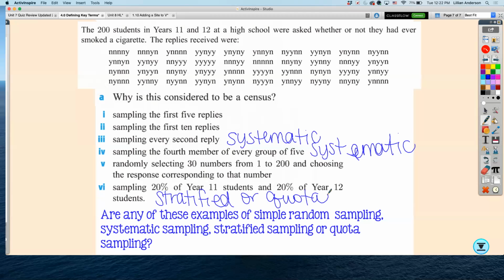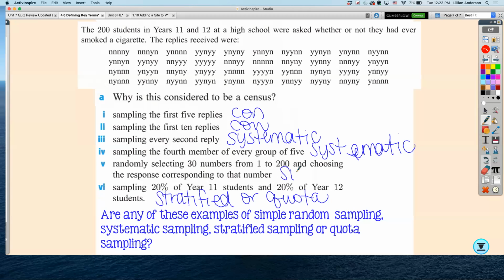The first one would actually be convenience because you're just selecting the first 5 replies. What about the second one? Wouldn't it, because it's the first 10? And so the first 2 would both be convenience. All right, so online, what would 5 be? Randomly selecting 30 numbers 1 through 200 and choosing the response corresponding to that number. Would it be simple random sampling?